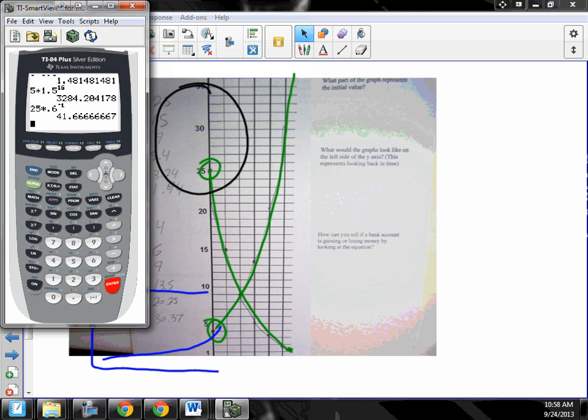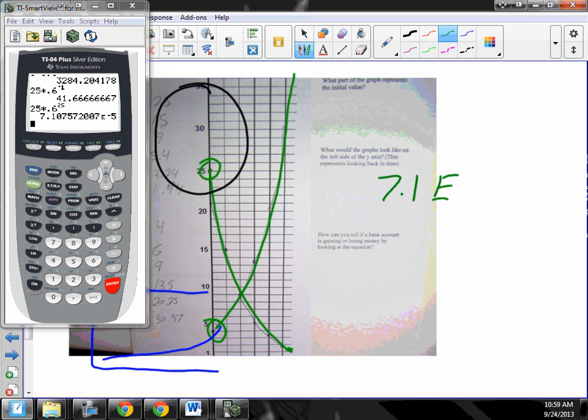Okay? And then I can use that to find years in the future. So if I wanted to know what my CD player is going to be worth in 25 years, I just plug in 25. What does that mean? What does 7.1 e to the negative 5 mean? It means move the decimal in the negative direction 5 places. So I take this decimal and I move it 1, 2, 3, 4, 5.